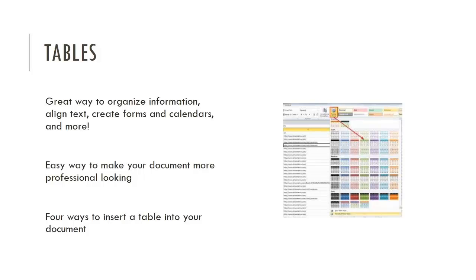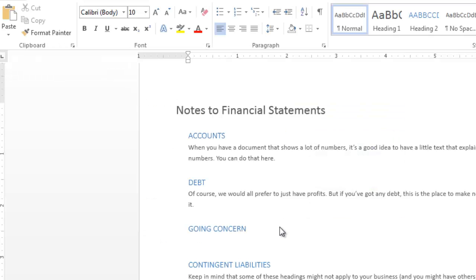Now using a table within your document is a great way to organize information, align text, create a form, or even a calendar. Simple tables are not difficult to insert or modify. All it takes is a couple of mouse clicks or keyboard shortcuts and you're ready to go. And there are 4 ways to create a table in Microsoft Word.